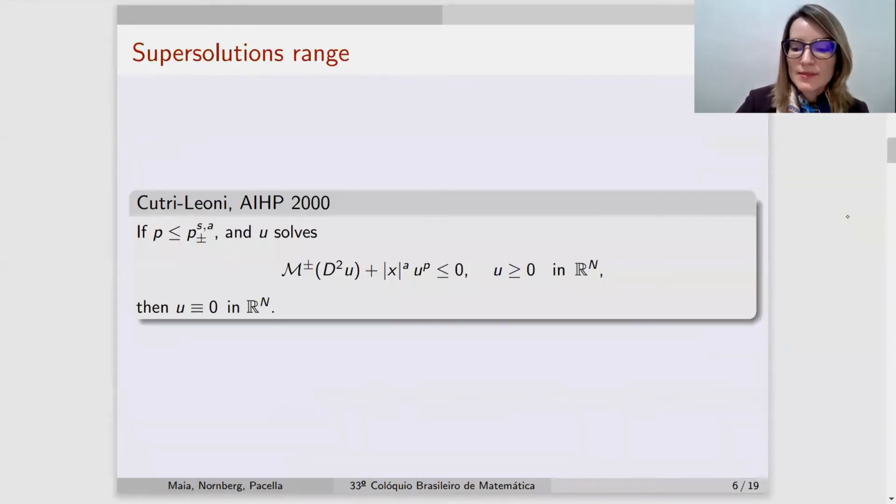In this case, these numbers PS are related and they come from the Liouville result for super solutions in Rn, which says that we don't have positive super solutions for this problem as far as we are in the range P less or equal than PS A plus or minus, depending on the operator.